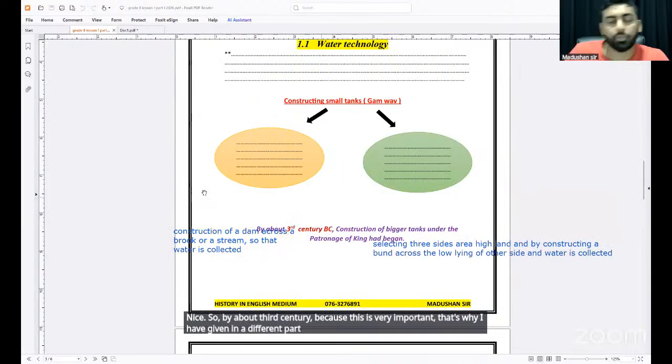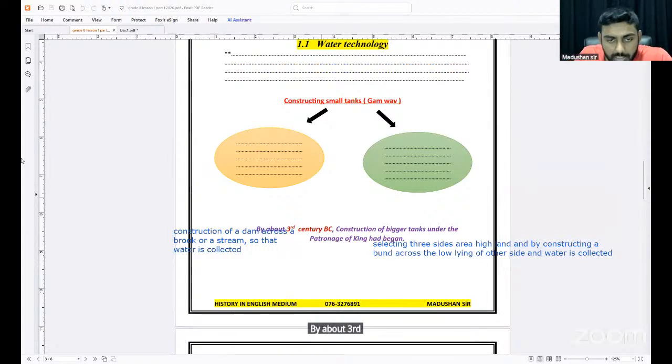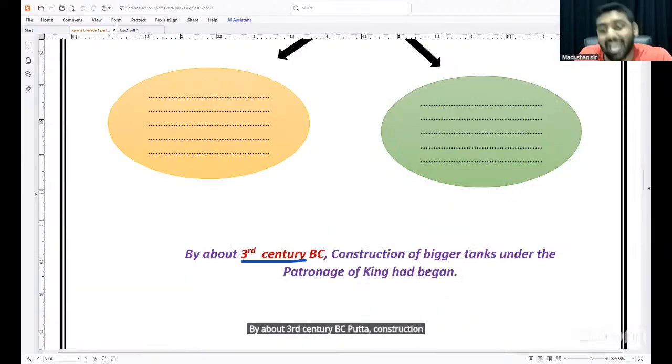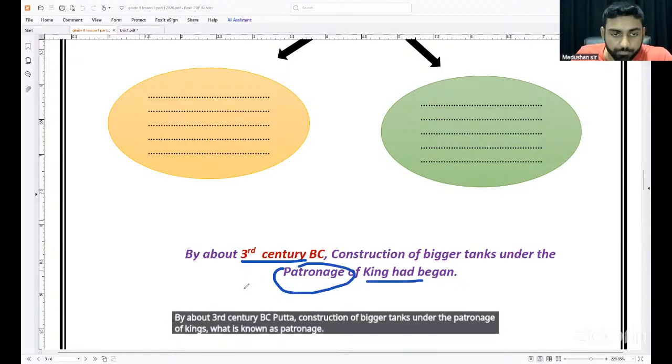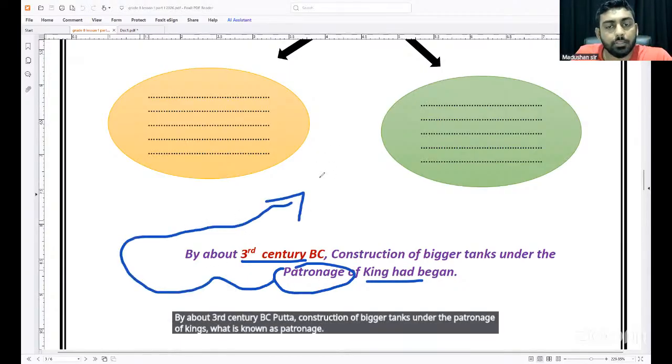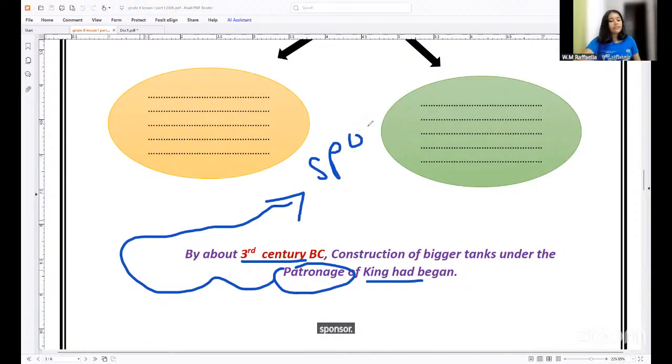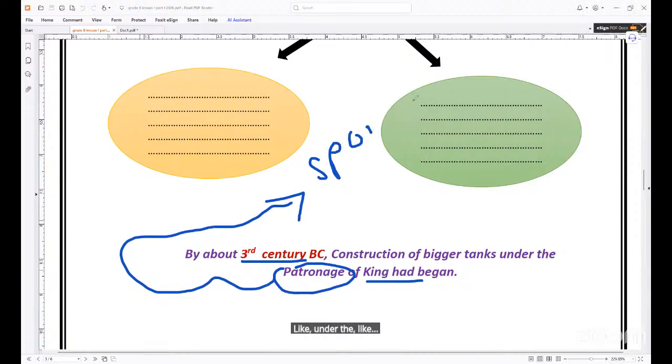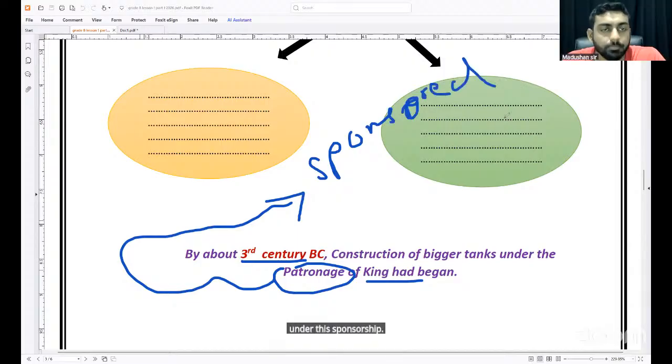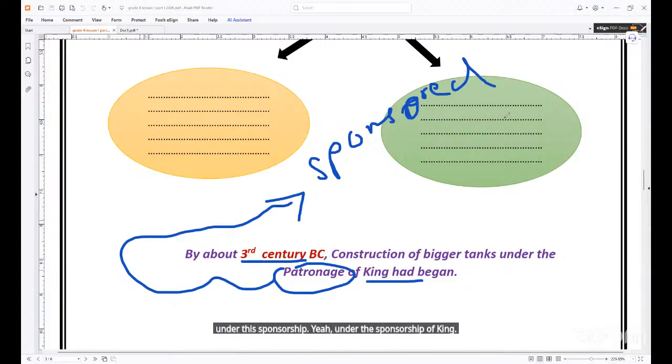So by about the 3rd century, because this is very important, that's why I have given it in a different part, because this is coming for your MCQs. By about the 3rd century BC, construction of bigger tanks under the patronage of kings. What is known as patronage? Under the sponsorship of the king.